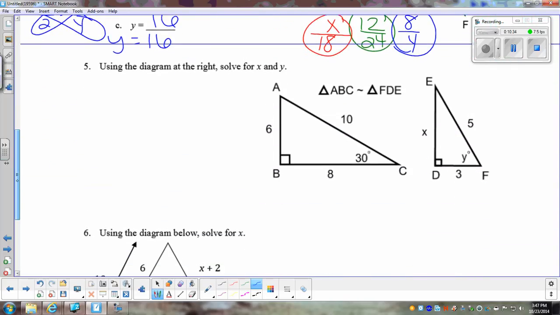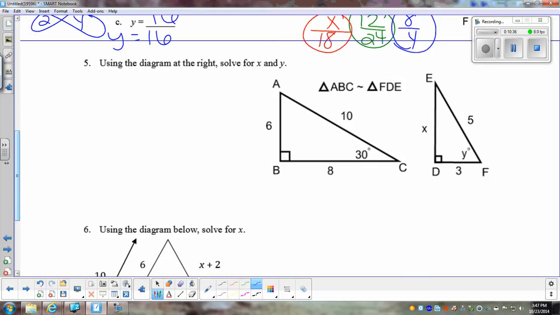Number 5, use the diagram at the right and solve for x and y. Well, first of all, I want to figure out all my angles in here. Angle A is going to be 60 degrees, sorry, because 90 plus 30 is 120, and 120 subtracted from 180 is 60. Now I want to look at which angles are congruent. I know that angle A is congruent to angle F. So y is going to be 60 degrees. All right, so y equals 60 degrees.